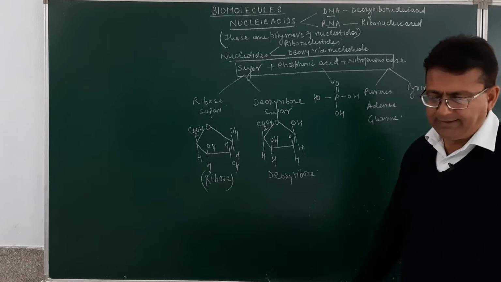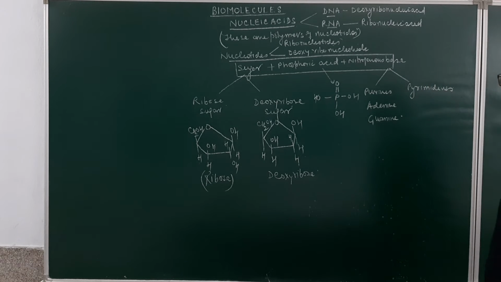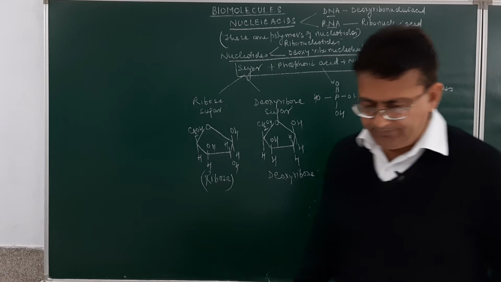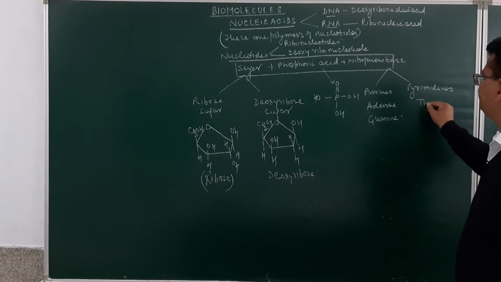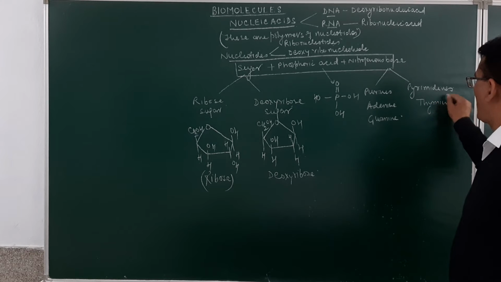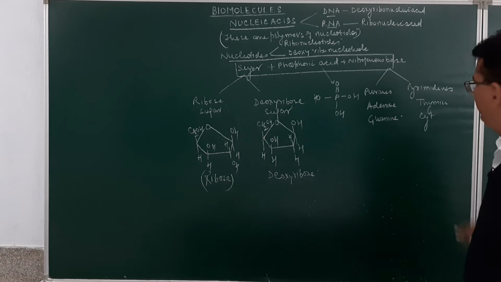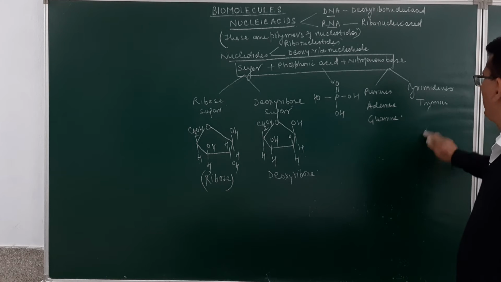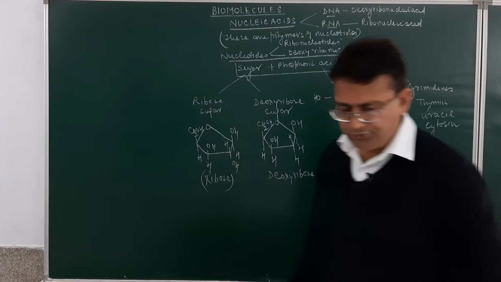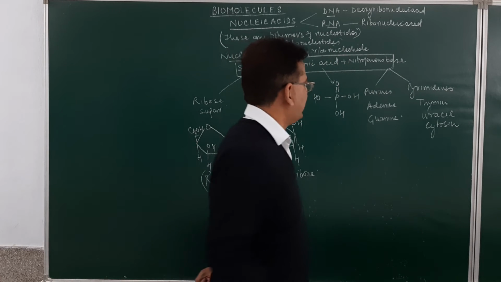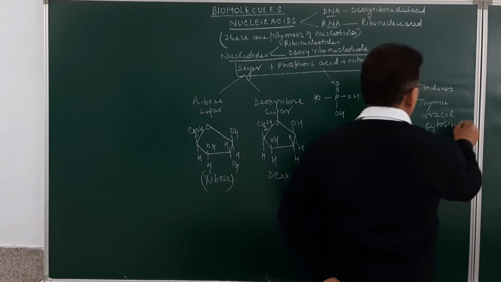And pyrimidines are cytosine, thymine and uracil. These are thymine, then uracil, and then cytosine. Am I clear, student? So just first of all learn this.